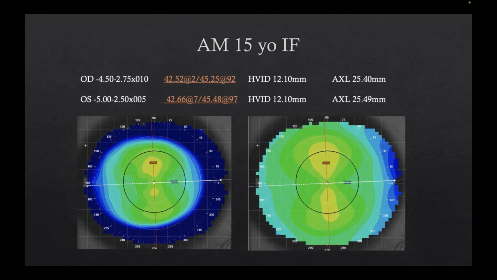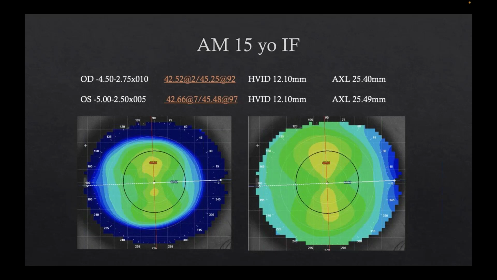So I am going to present each case. I'll show you the pre-fit data as you see here for both eyes, but I'm really only going to go through my process of one eye just for simplicity and time's sake. So this is a 15-year-old Indian female, and as you can see, this is a case with relatively high myopia and high cylinder and a fairly large cornea.